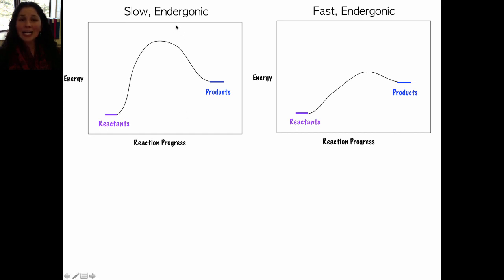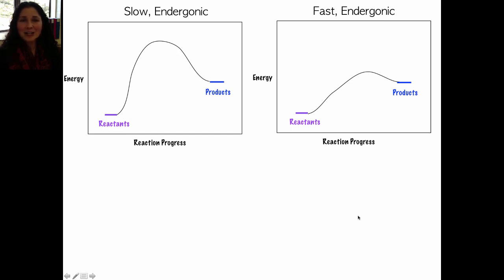For an endergonic reaction, we need to place the reactants at a lower energy than the products. I'm going to place my reactants at the same energy level on both diagrams and the products at the same energy level on both diagrams to illustrate the difference between slow and fast endergonic reactions. Once again, for the slow reaction, I simply need to put a bigger or higher hill than for the fast. Here is an endergonic reaction that has a very high hill to climb to reach the products. Therefore, it will be slower than this reaction where the hill is not quite as high.